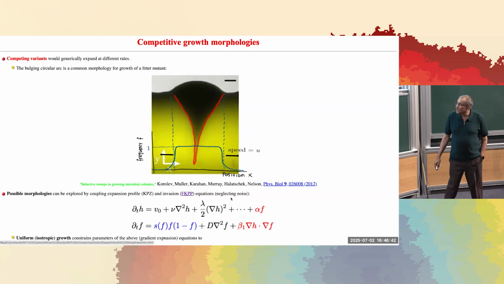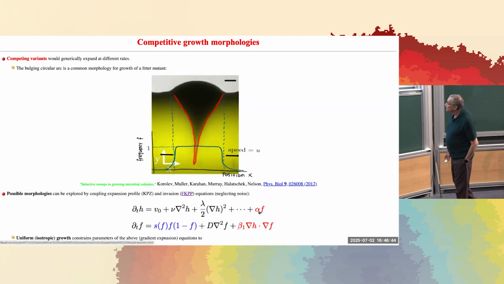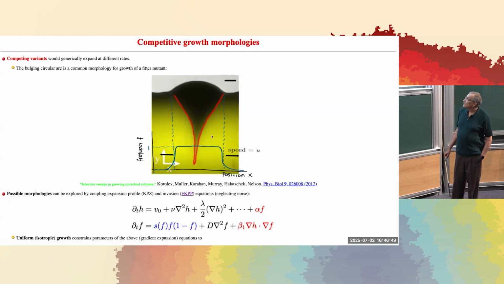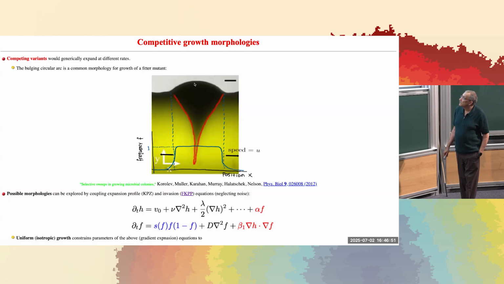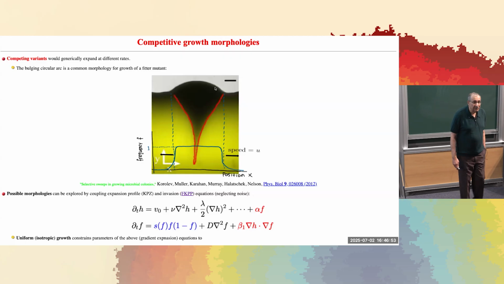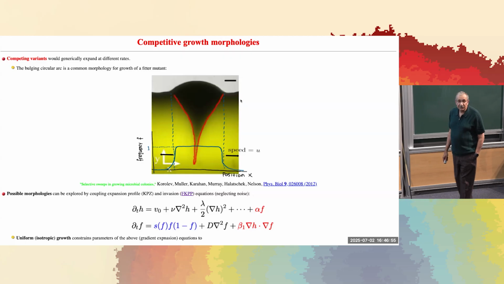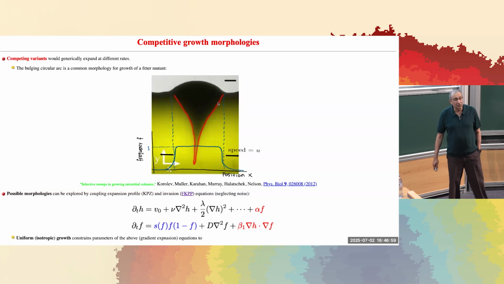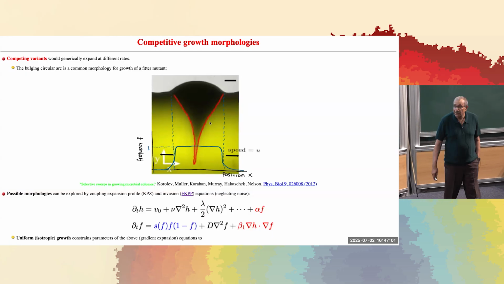Well, one term is what I have indicated here, alpha f. Essentially, it says that when f is equal to 1, the height is growing more rapidly, which is what we are seeing over here, compared to when f equals 0. So alpha is really the relative vertical growth rate between these two.